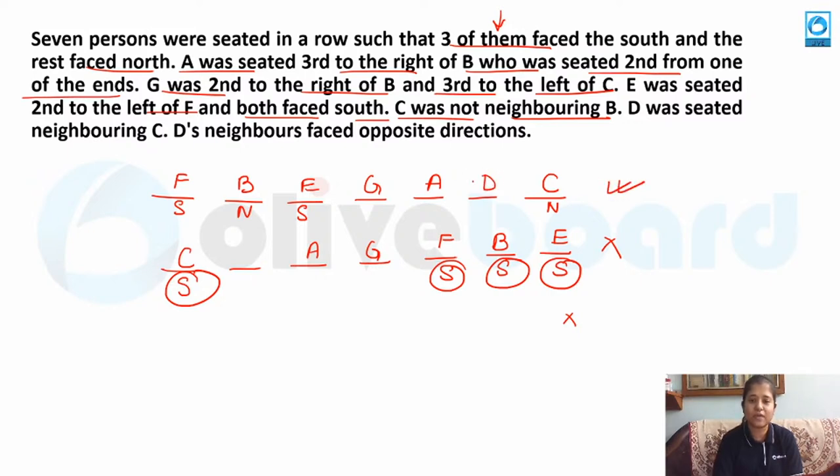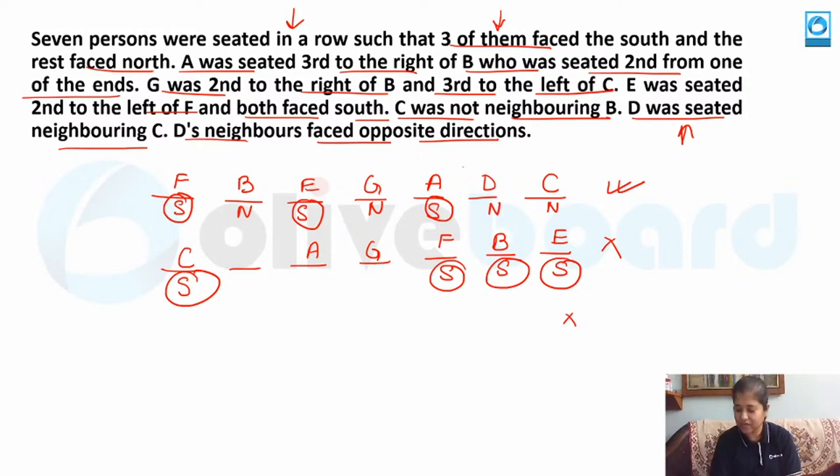Now, D is the only person who is remaining here. And it is given D was seated neighboring C. That is not required also. Now, D's neighbors faced opposite direction. So, you can see that D's neighbors are facing opposite direction. That means A will be facing the south. Actually, we need this, that is, D was neighboring C, because we did not have the initial information of the names, right? So, we could not have filled D here. So, D will come here. So, this person is facing south. So, you can see we have 3 persons who are facing south. So, G and D will be facing north here, right? I hope this is clear to everyone. Any doubts in here? Yes, F, E, A are the ones who are facing the south.